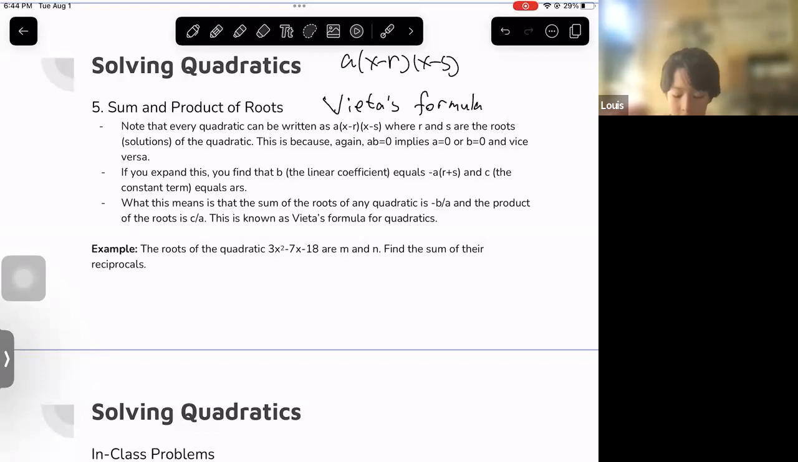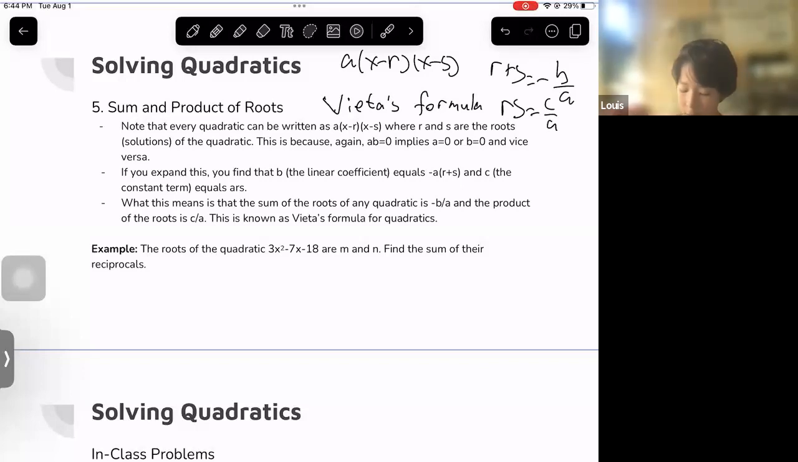And if you expand this, you find that b is equal to negative a times r plus s, and c is equal to a times rs. So the sum of the roots, which is r plus s, equals negative b over a, and the product, which is rs, equals c over a.